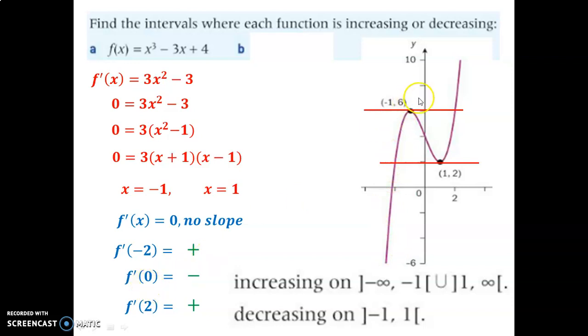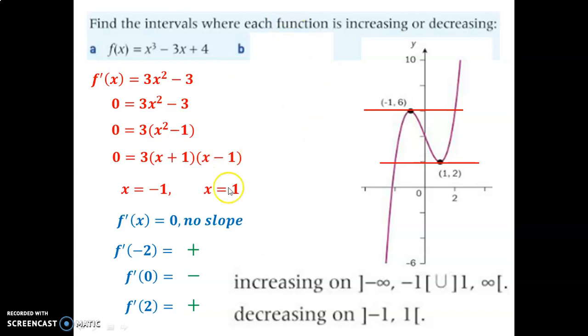And then between negative 1 and 1, we chose an x value of 0. We put 0 into the derivative and got a negative value. That tells us that the slope is negative when we have a value between negative 1 and 1. And we can see that on the graph. The slope is negative, the graph is decreasing. And going through that process allowed us to find out when the graph is increasing or decreasing, and it's happening between these points here.